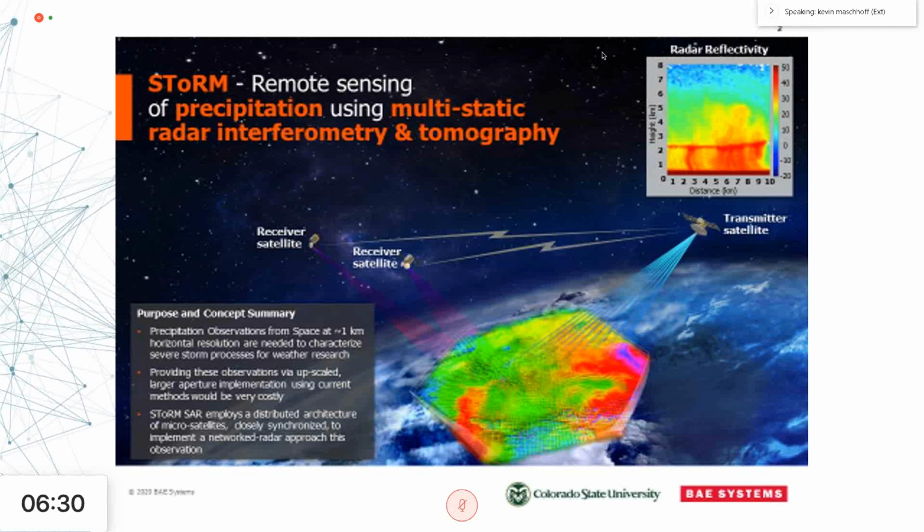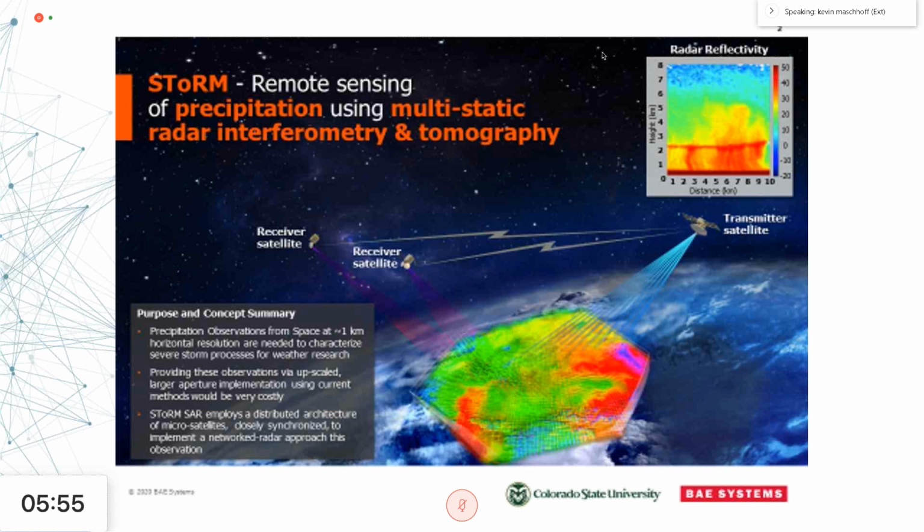So our approach is an interferometric approach employing multiple microsatellites in low Earth orbit. We have here our array, which includes a transmitter satellite and 2 receiver satellites. And it includes the fact that we can time synchronize our observations between the transmitter and each of the 2 receivers when we are processing our interferometric products.